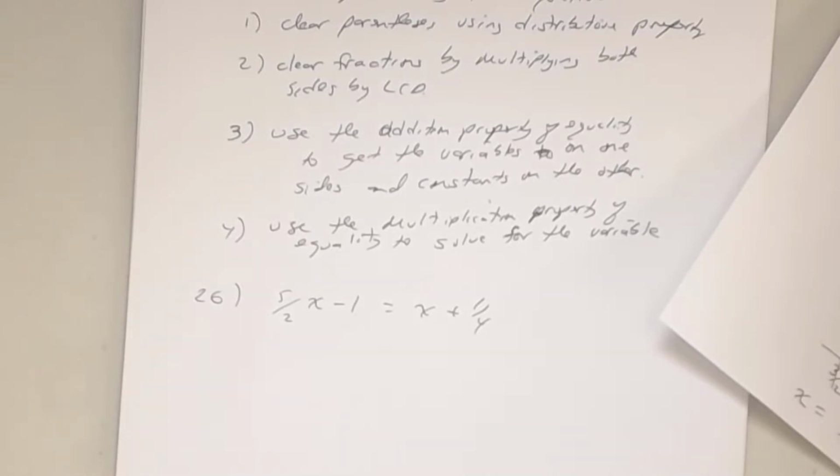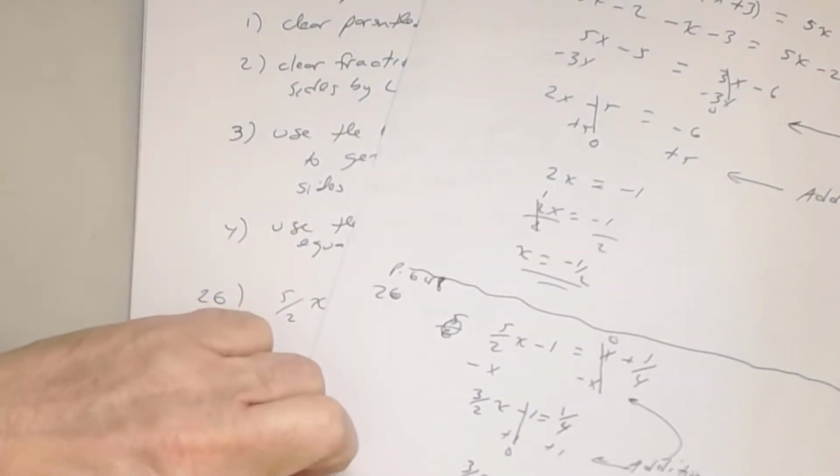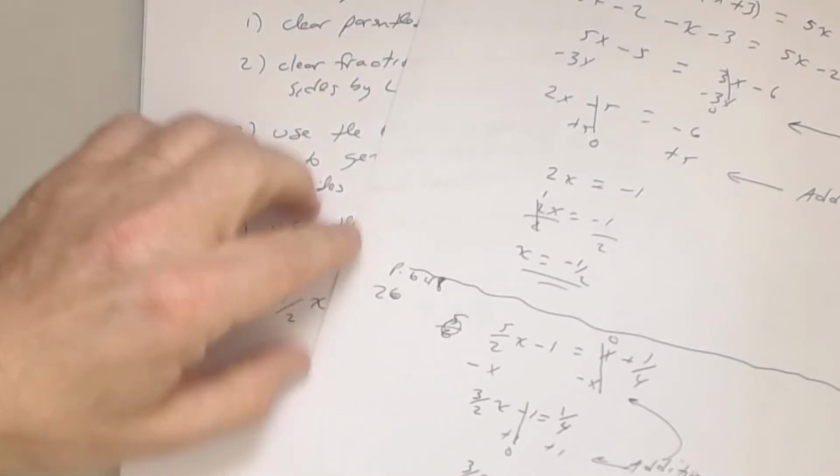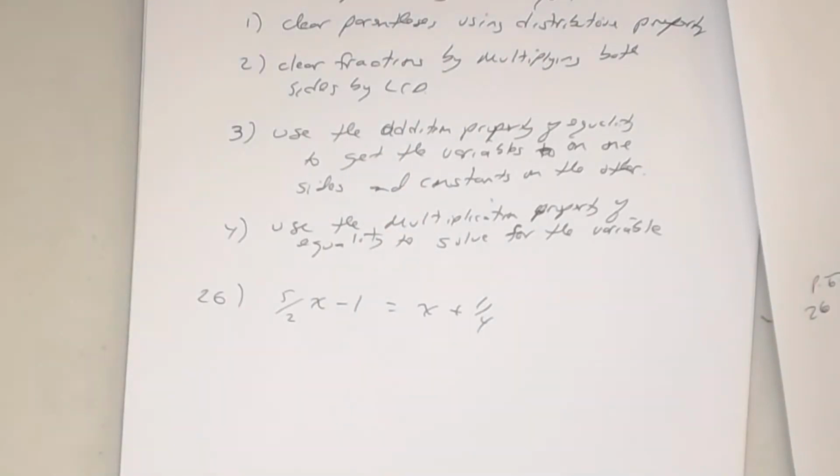On one of the worksheets, it's going to say clear the fractions using the LCD. So if it says that, you have to use this process right here. You cannot do this. Yes? Can you reread number 3, please? Number 3: use the addition property of equality to get the variables on one side and constants on the other. And number 4 is use the multiplication property of equality to solve for the variable.